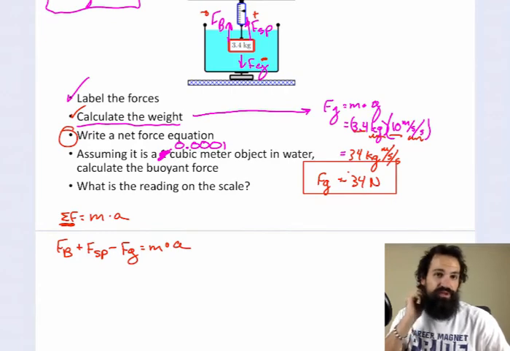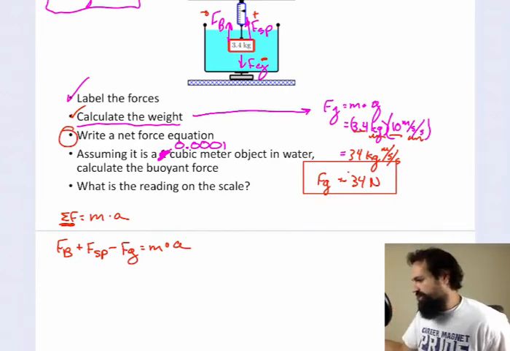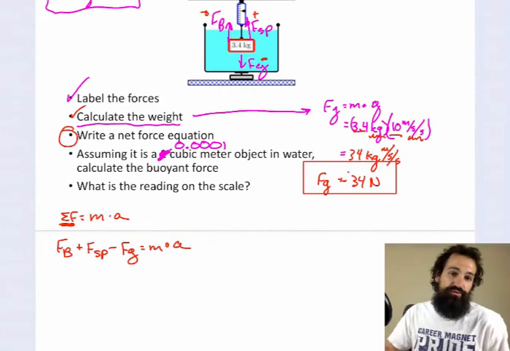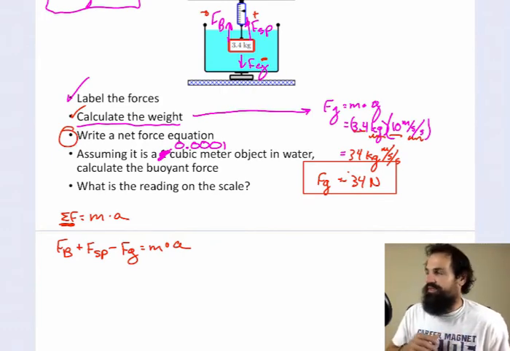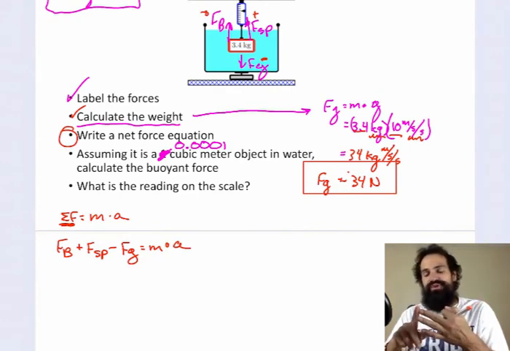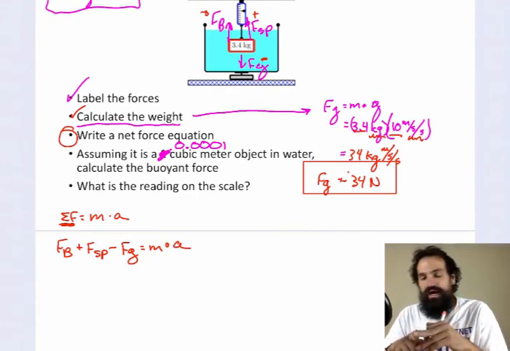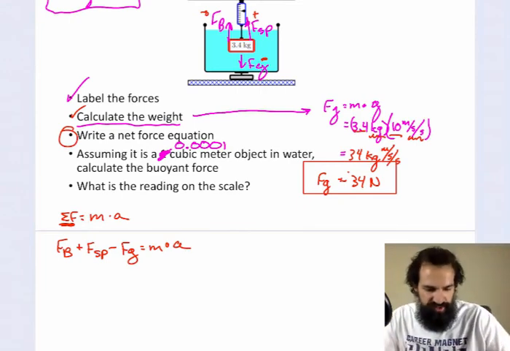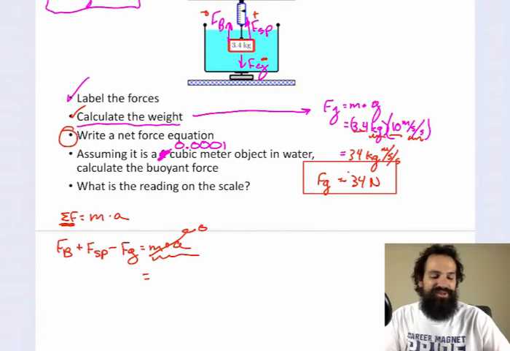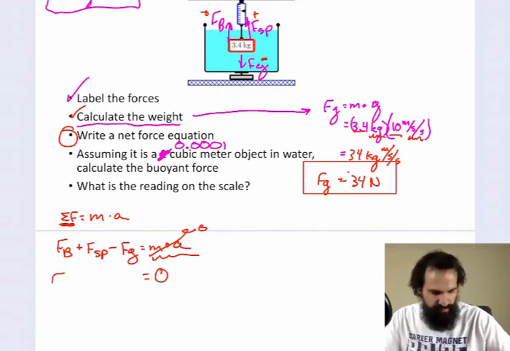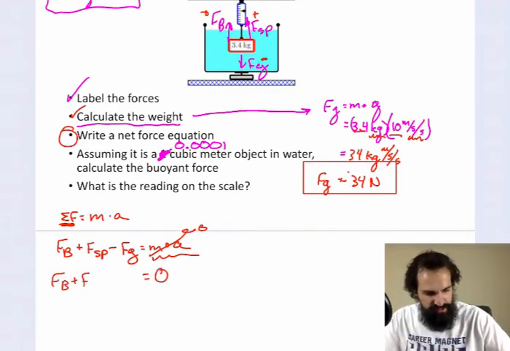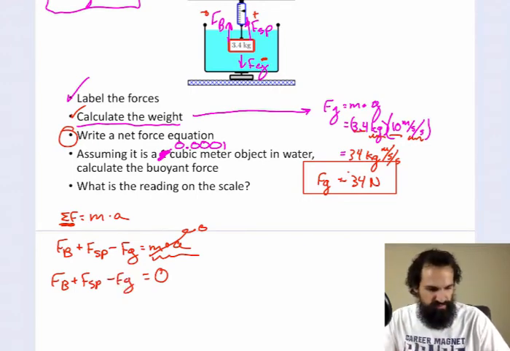And because we know that the object is not speeding up, not slowing down, not changing direction, we know that the object is not accelerating. So the acceleration is 0, so the entire right side of the equation collapses to 0. So we have the buoyant force plus the spring force minus the force of gravity equals 0. And now we've worked through our net force equation.